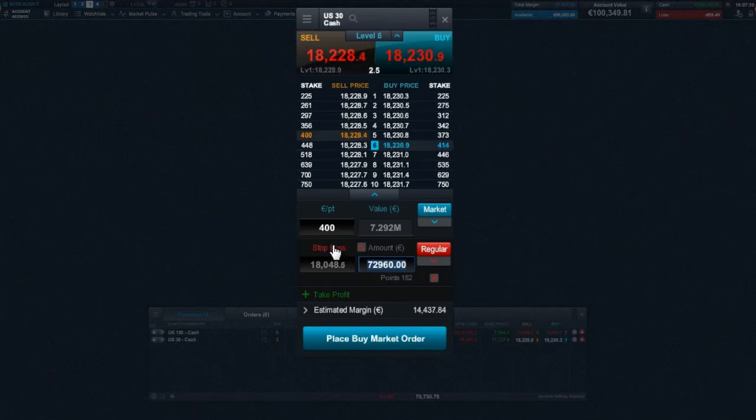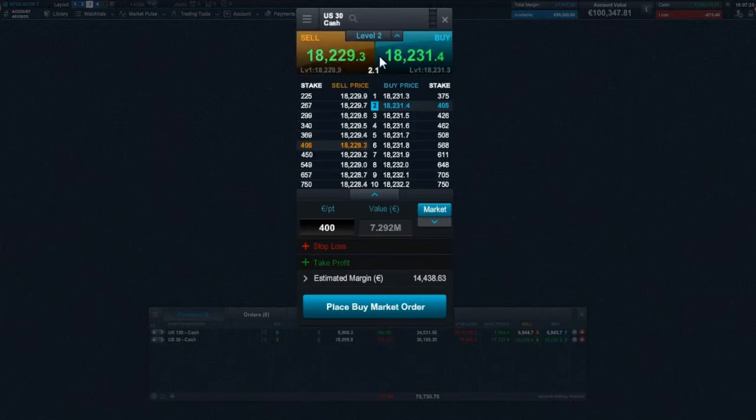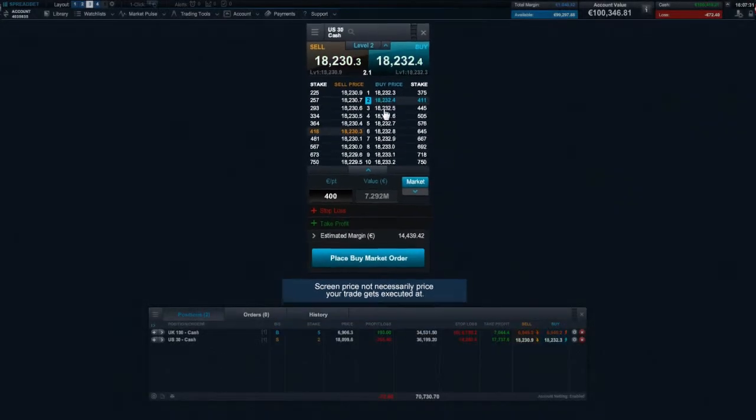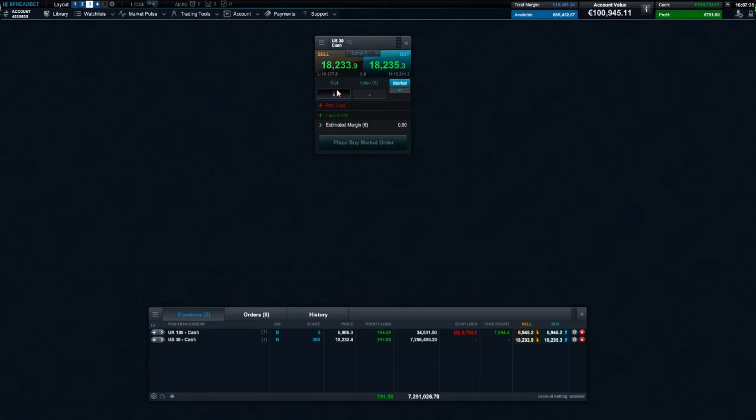The rest of the order ticket will function as normal, so you can set your risk management levels before you execute your trade. The level 1 price is still clearly visible, making it simple to compare it against your price depth. Once you are happy with your transaction, you can go ahead and execute your trade.